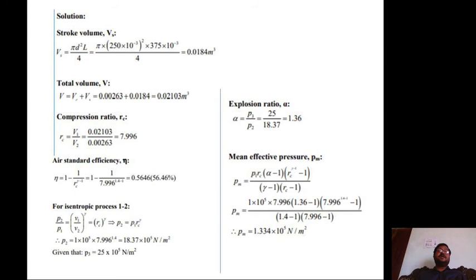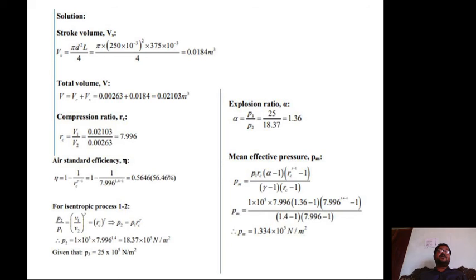Here the stroke volume is given: Vs is equal to pi d square L into 4, because D and L are given. For the stroke volume, you will get 0.184 meter cube. Total volume is Vc plus Vs. Vc is given, so Vc plus Vs becomes 0.02103 meter cube. The explosion ratio is P3 by P2, 25 by 18.87, which is 1.36.